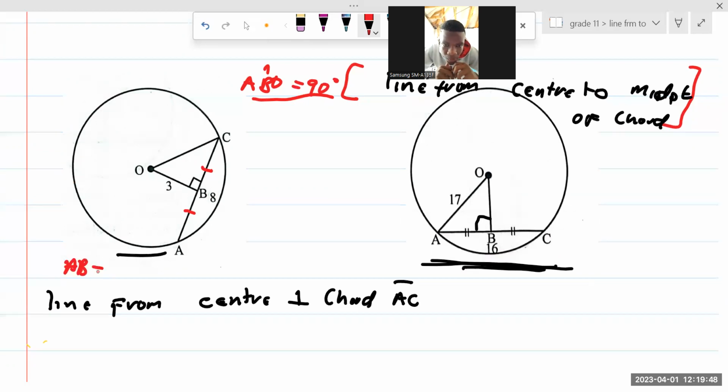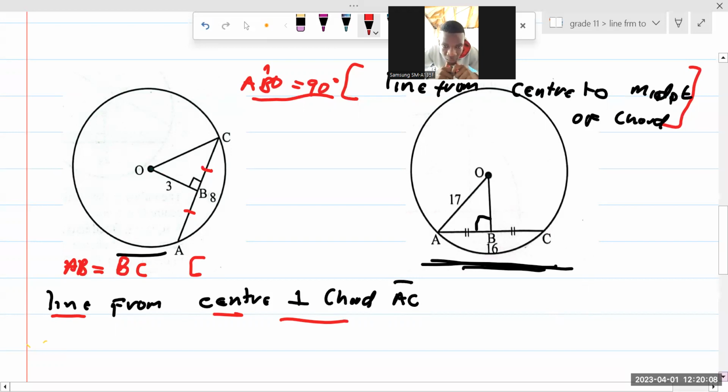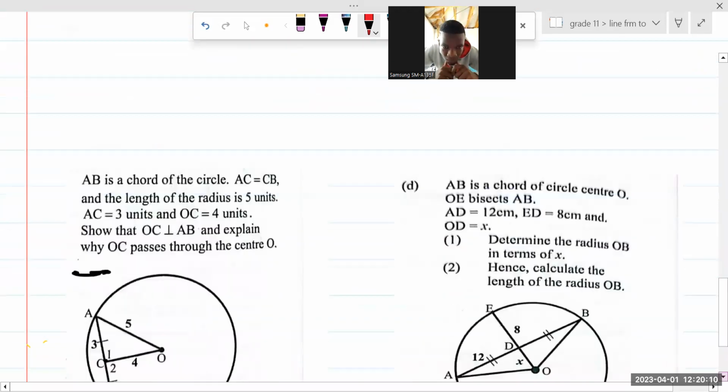AB is going to be equal to BC. And then what is going to be your reason? Your reason is that you have a line from the center perpendicular to the chord. Do you get how we're going with this? No? Yeah, I see it. You see it? No? Okay, do this one then, because you said you can write also.